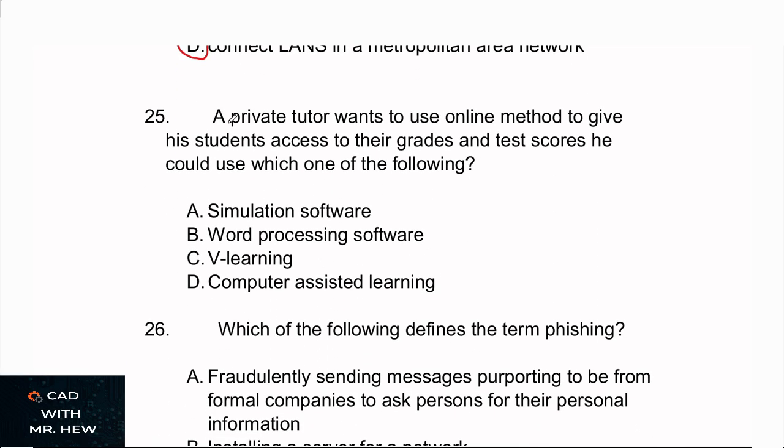25. A private tutor wants to use online method to give his students access to their grades and test scores. He could use which one of the following? So we have A, simulation software, B, word processing software, C, e-learning, D, computer assisted learning. Which one did you choose? The correct answer is D.